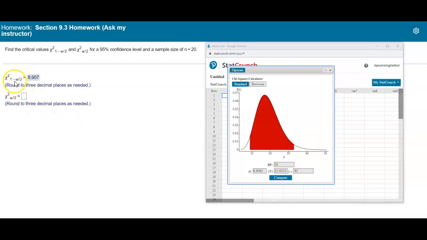So the 1 minus alpha over 2 is going to help give us our critical value for the lower bound. And then the alpha over 2 gives us the critical value for the upper bound. Okay, I hope that helps.